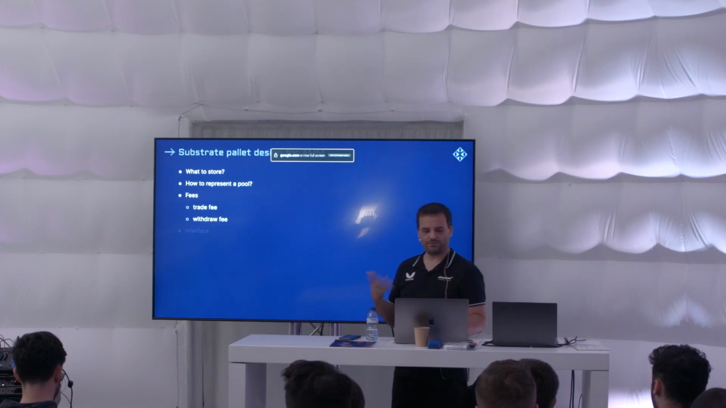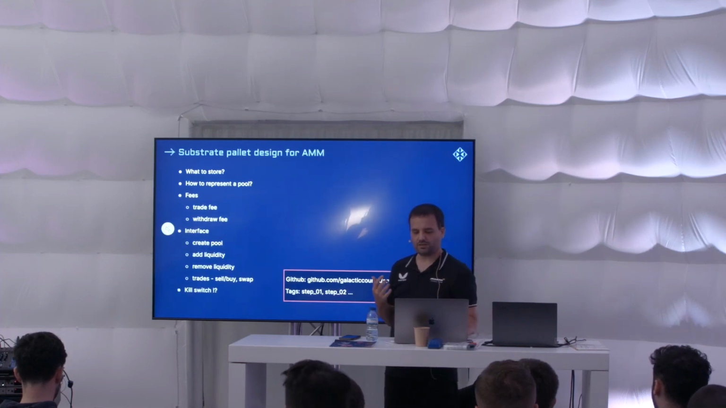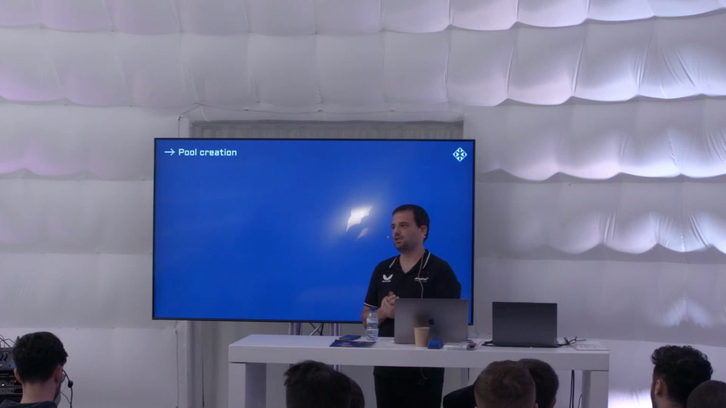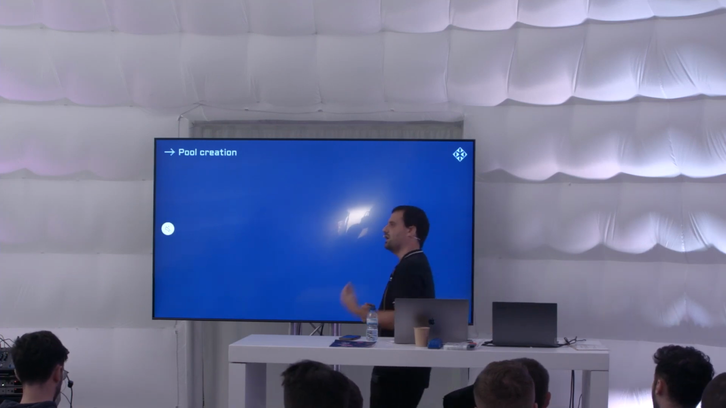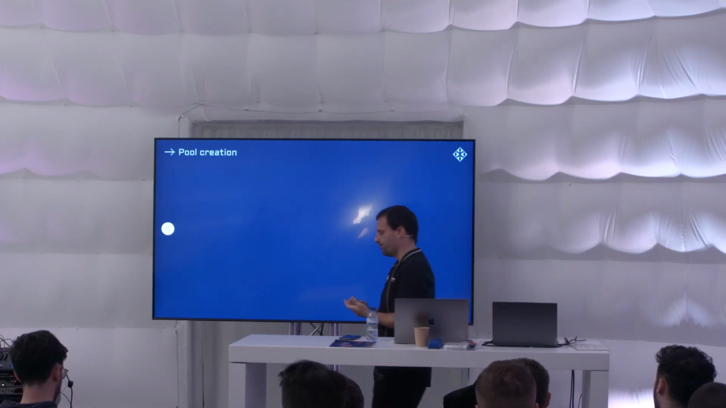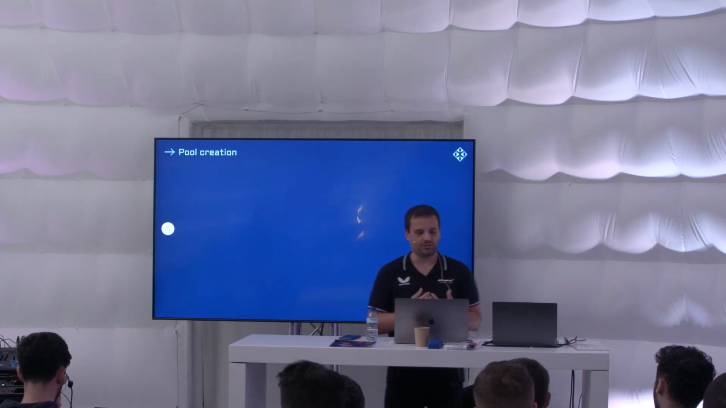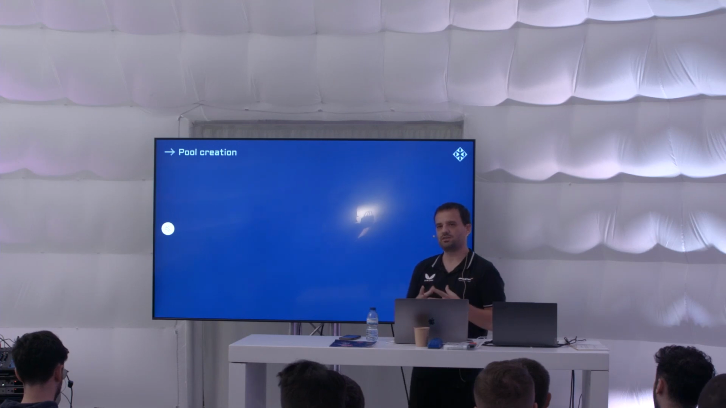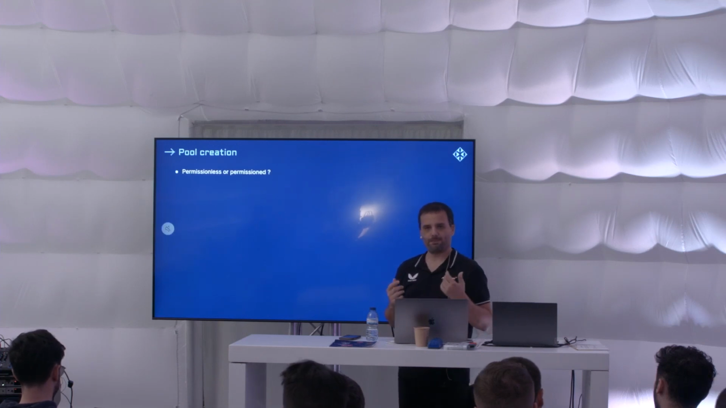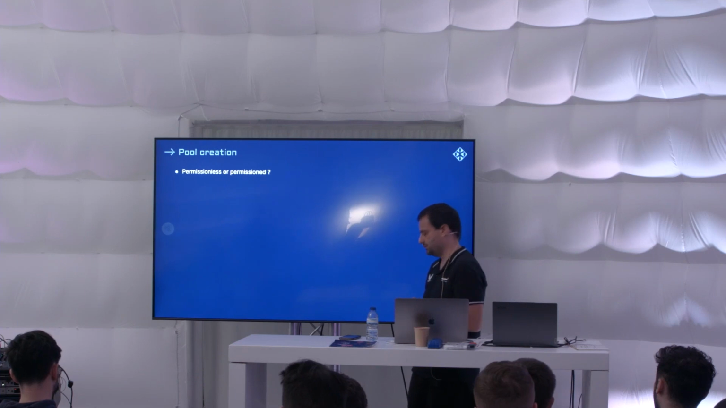Okay, so we have some ideas how we can start. Let's start with the first thing we need to do. We want to have an AMM. The first thing you want to do is to be able to create a pool. What do we need for this?